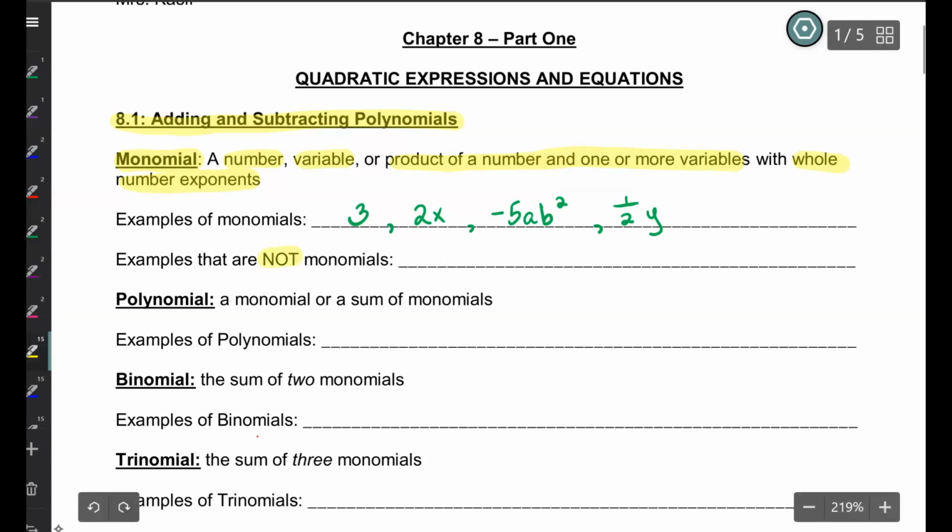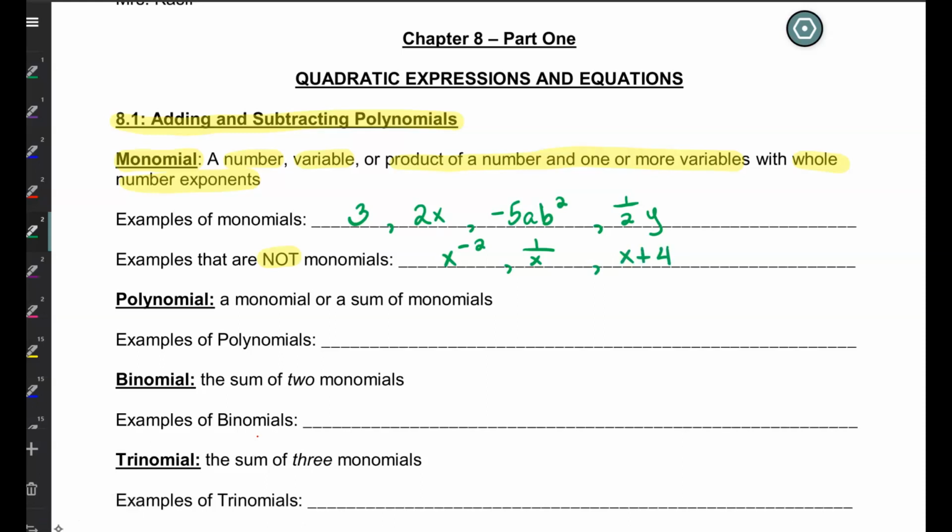Examples of terms that are not monomials would be if you have a negative exponent. That is not a monomial. Also, you can't have a variable in the denominator. Why? Because technically that would be a negative exponent. That would be x to the -1. And you can't have something like x plus 4. This technically has what we call two terms, right? Separated by a plus sign. So you can't have things that are separated by plus and minus.